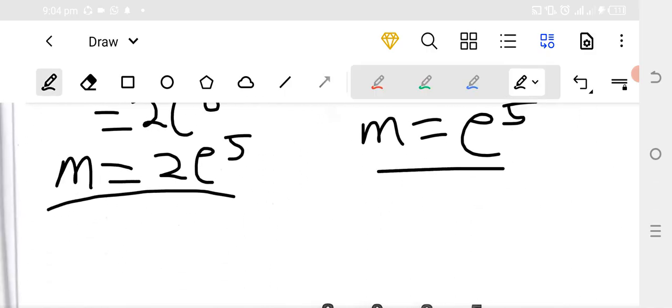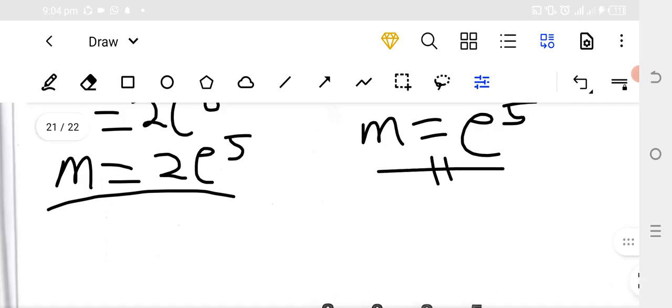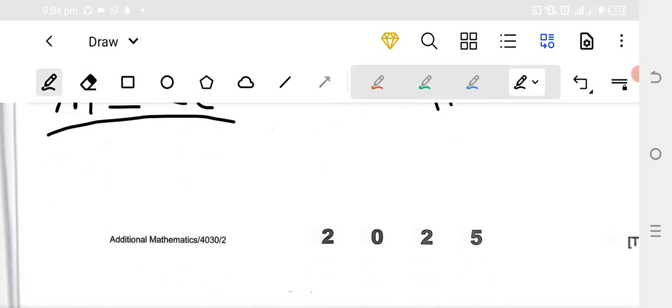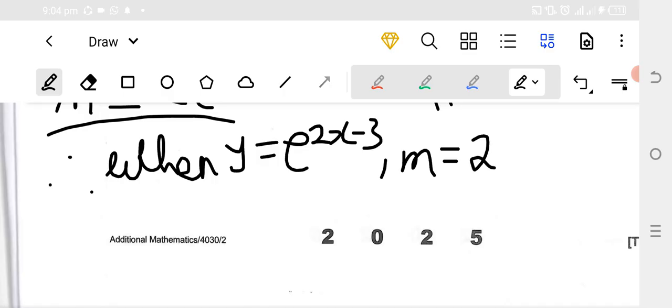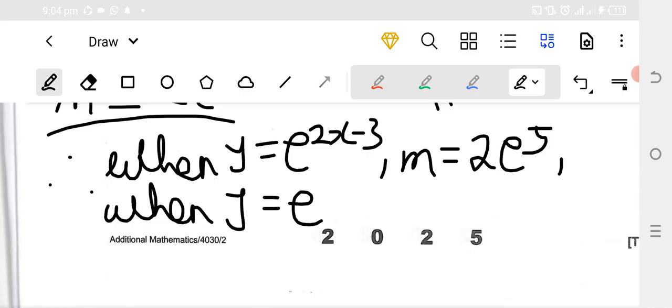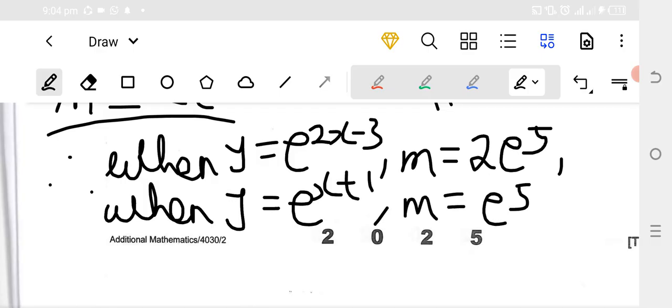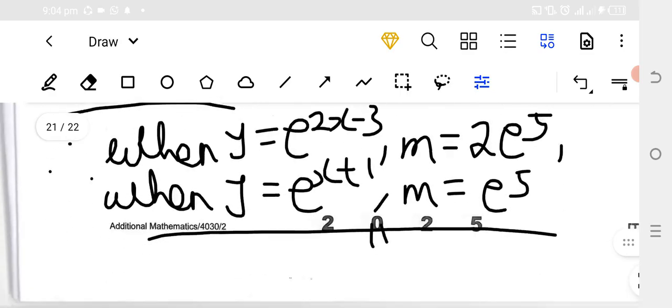So to conclude, you would say, therefore, when y is equal to e to the power 2x minus 3, m is equal to 2e to the power 5, and when y is equal to e to the power x plus 1, m is equal to e to the power 5. And that's your 4 marks that easily.